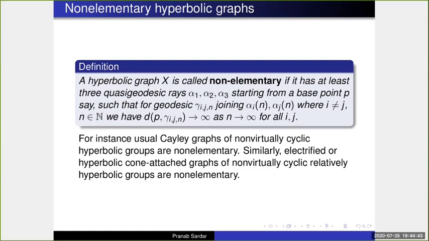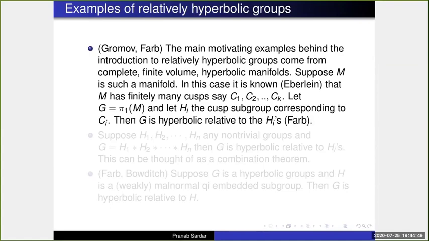So now after giving the definition of relatively hyperbolic groups and acylindrically hyperbolic groups, now I want to give you some examples to show that these are not really rare. Of course, I gave you some examples of hyperbolic groups, and you can easily see that any hyperbolic group is relatively hyperbolic, because you can choose the trivial subgroup. With respect to the trivial subgroup, it will be relatively hyperbolic.